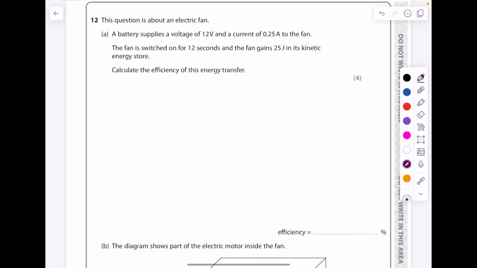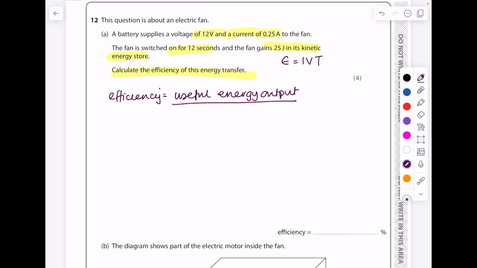This question is about an electric fan. A battery supplies a voltage of 12 volts and a current of 0.2 amps. The fan is switched on for 12 seconds and the fan gains 25 joules in its kinetic energy store. Calculate the efficiency of this energy transfer. So we need to combine both our efficiency equation as well as our electricity equation, which states that E equals IVT. So just to give you more detail, remember that efficiency is useful energy output divided by total energy input.